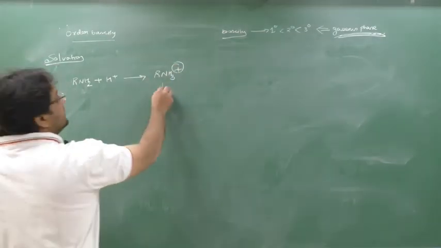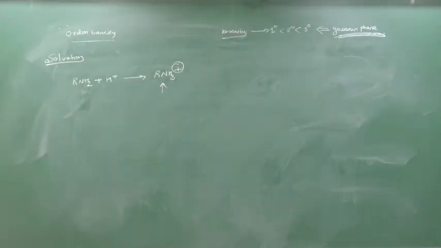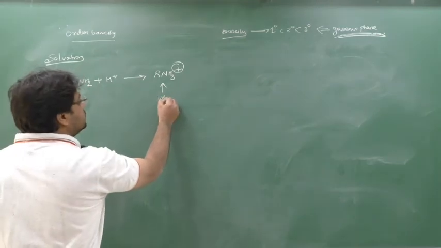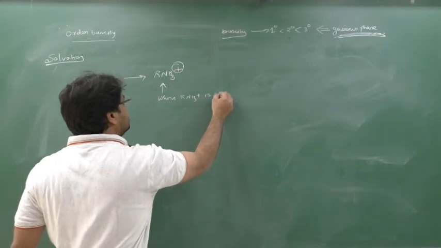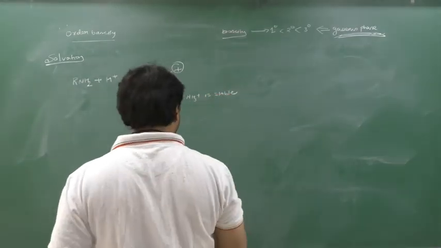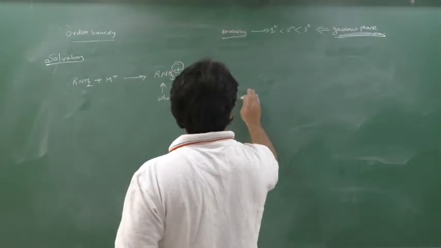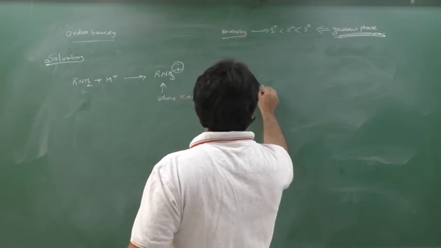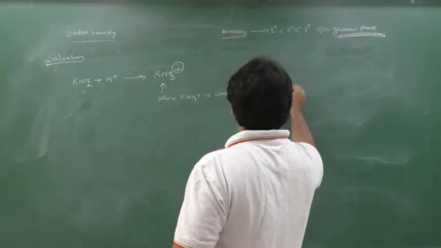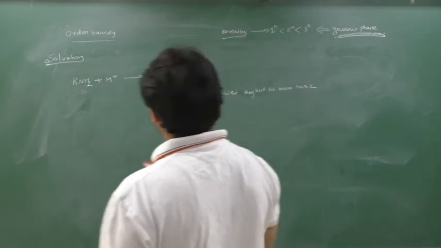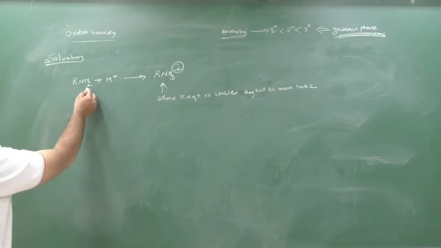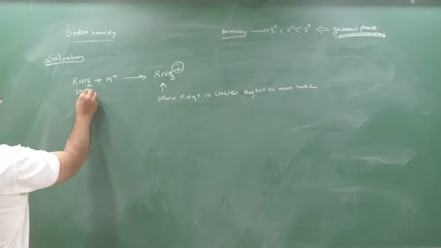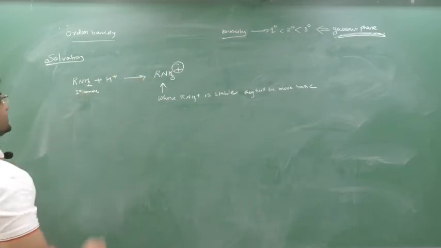See, those whose RNH3 plus is stable will be more basic. Whose RNH3 plus is stable will be more basic. RNH2 means this is a 1 degree amine. Yes or no? So RNH3 plus is for the 1 degree amine.